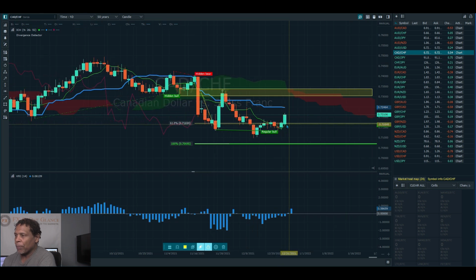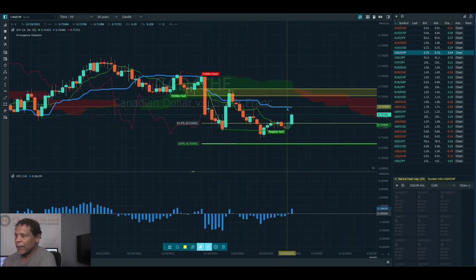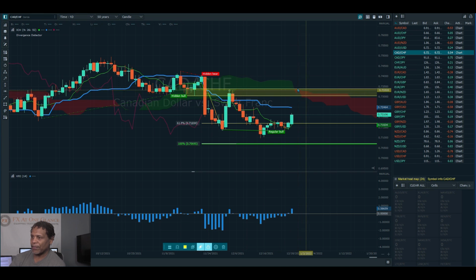So I think we're pulling back to quite possibly Kijun-sen here. There's no fractal for me to bounce on. If anything, if we violate Kijun-sen, we could push back up into this zone. So watch for your bounce here. What I have to look for is price action in order to get into the trade. So I want to see what happens if we get to the Kijun-sen level. If we violate Kijun-sen, then I'm going to be looking for this level here.